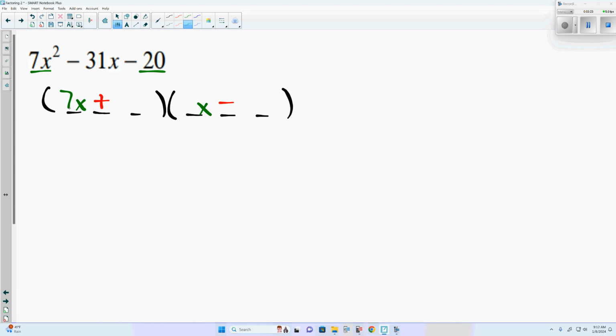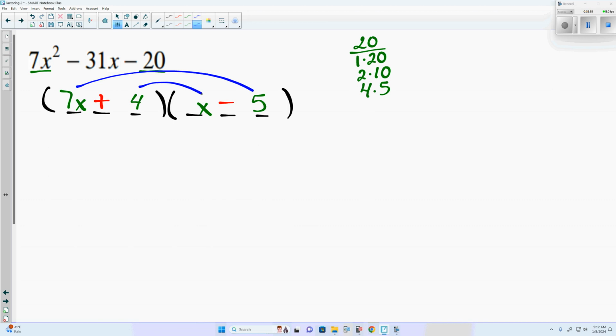Factors of 20. Well, there's more than one set of factors. 1 and 20. 2 and 10. 4 and 5. And at this point here, we just need to pick a set of factors and check it. 4 and 5. 4 first, 5 second. And at this point, we can check.